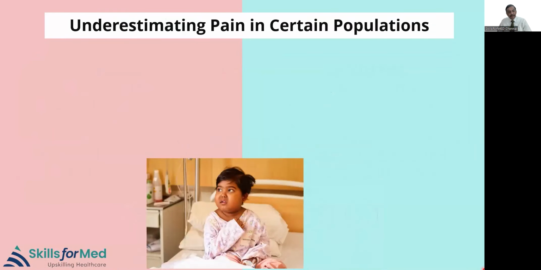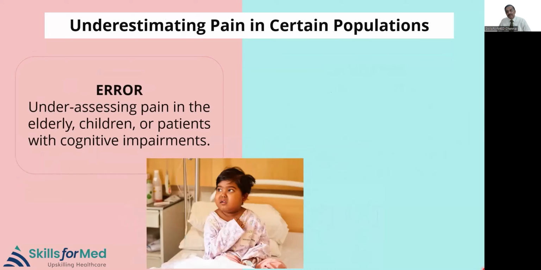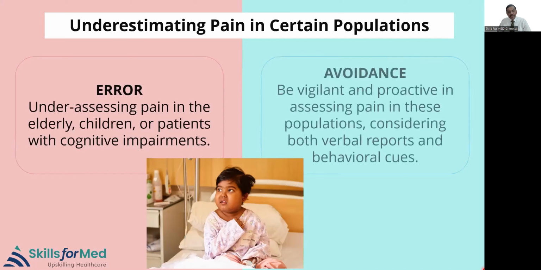Another issue is underestimating the pain in certain populations, especially the elderly. They say, oh, they don't feel much pain. Or with mental health patients, we really don't know, and we tend to assume either they bear a lot of pain or they don't bear pain. It is all a bias. So you should not have these sort of prejudices about several populations. And you need to look at both verbal cues, how they are talking when they're having the pain, and how their behavior is. That may be a clue to the pain rather than actually voicing the pain.